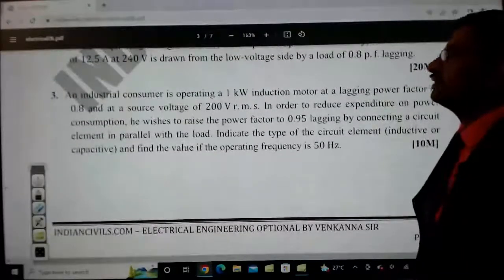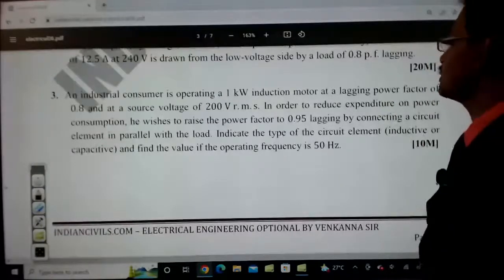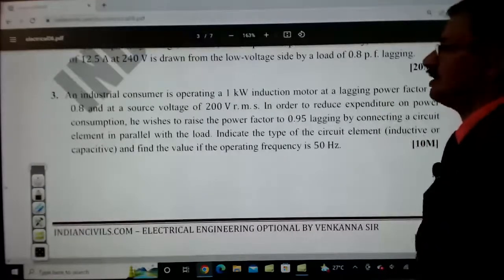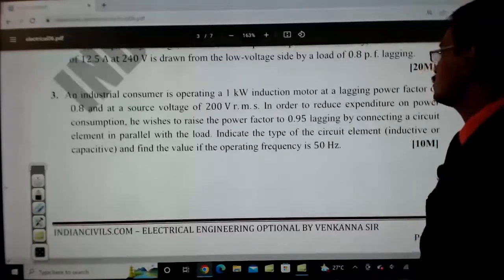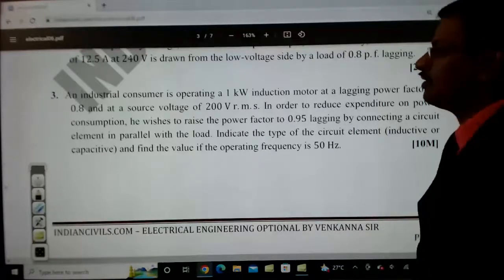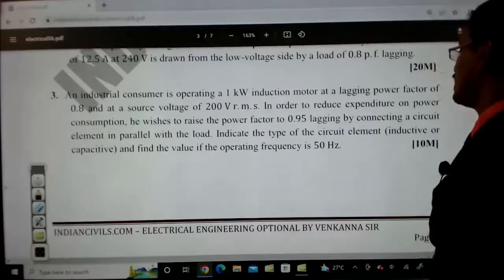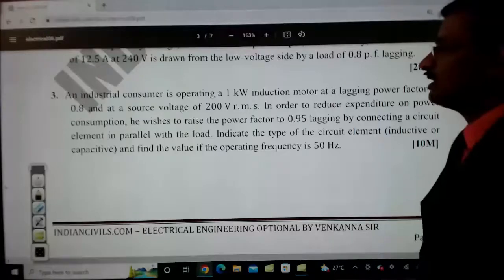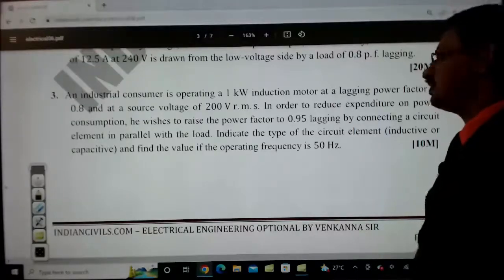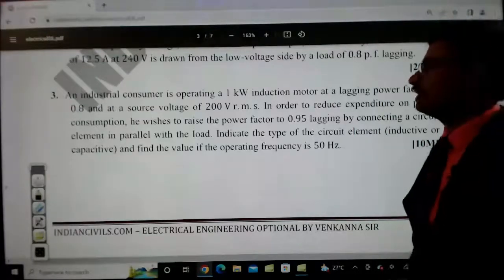An industrial consumer is operating a 1 kilowatt induction motor at a lagging power factor of 0.8 and at a source voltage of 200 volts RMS. In order to reduce expenditure on power consumption, he wishes to raise the power factor to 0.95 lagging by connecting a circuit element in parallel with the load. The circuit element will obviously be a capacitor, right?